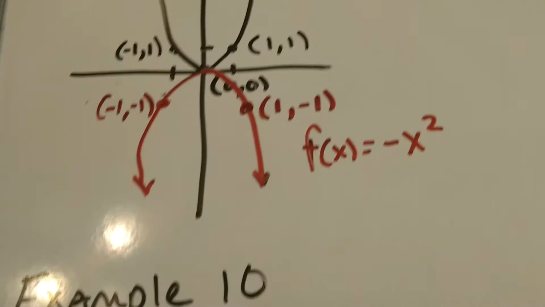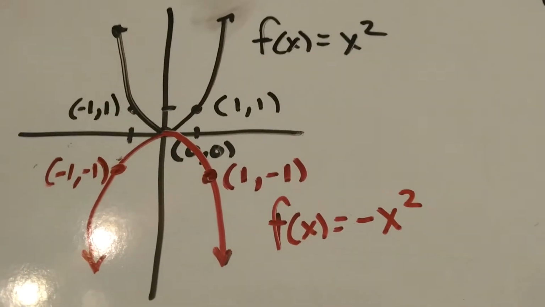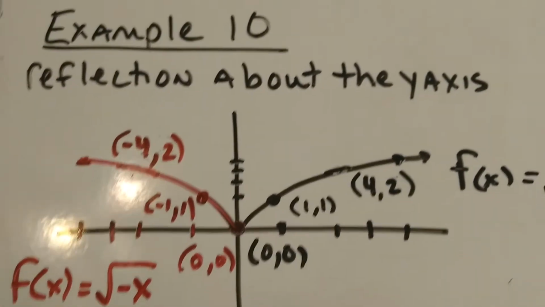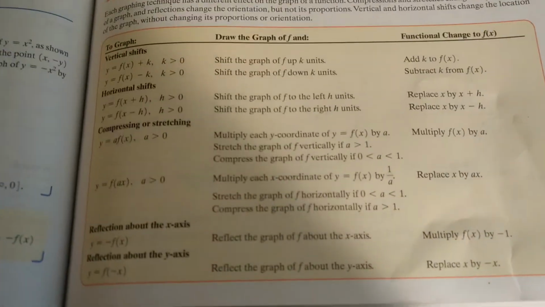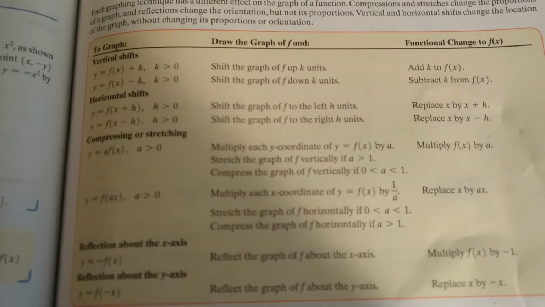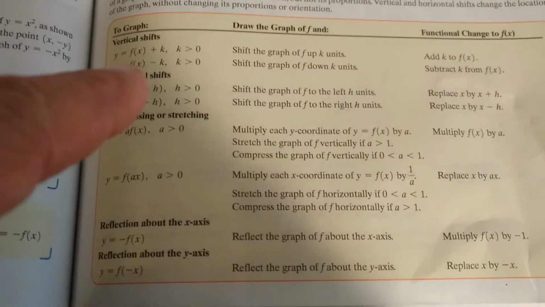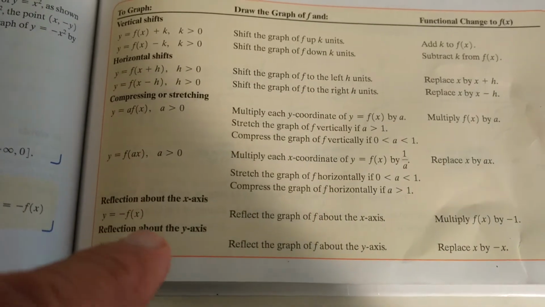So see, a reflection about the x-axis, you're multiplying all the y's by a negative. A reflection across the y-axis, you're multiplying all the x's by a negative. In the textbook, on page 261, there's a chart, which I'm showing you right now, which lists all the different transformations. You have the vertical shifts, the horizontal shifts, the compressing and stretching, reflections, and that's all there is to it.